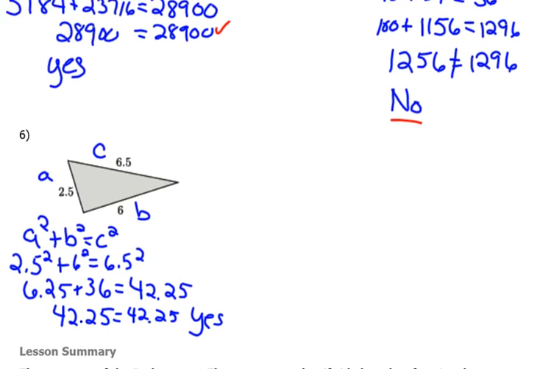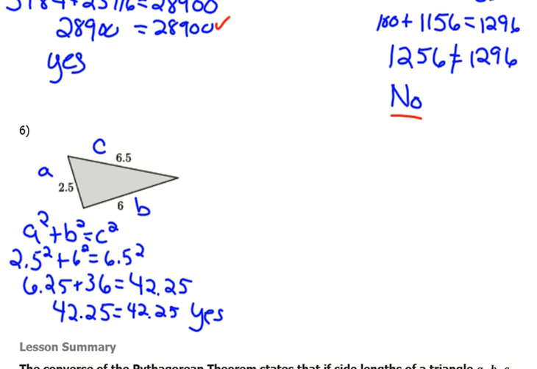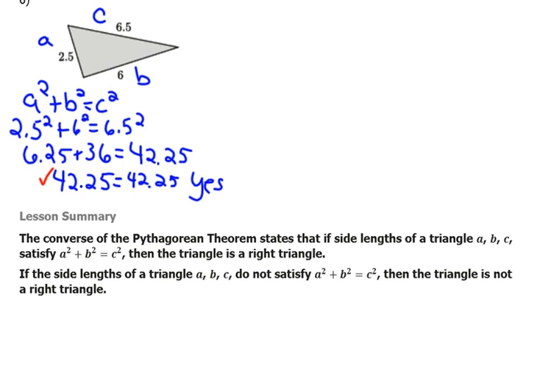And down for number 6, the fact that we have decimals does not change anything. We still had to square, and we get 42.25 equals 42.25. It works. So just to sum it up, the converse means that if it's a right triangle, a squared plus b squared equals c squared. So if a, b, and c work in that equation, then the triangle is a right triangle. If it does not, then it's not a right triangle. So there's our little lesson summary, another way we can use the Pythagorean theorem.